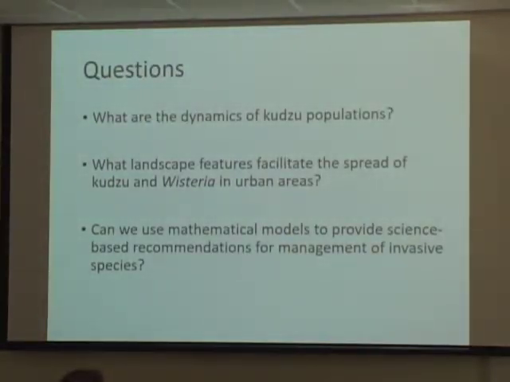And so I'm using these plants to answer the questions: what are the dynamics of kudzu populations? What landscape features facilitate the spread of kudzu and wisteria in urban areas? And can we use mathematical models to provide science-based recommendations for the management of invasive species?